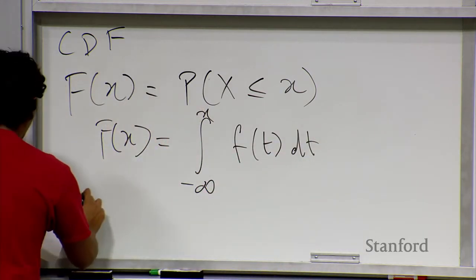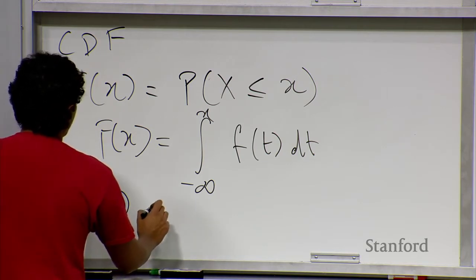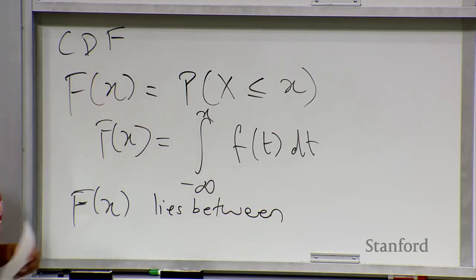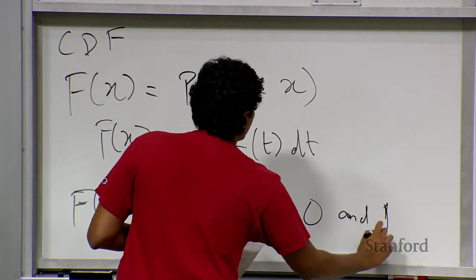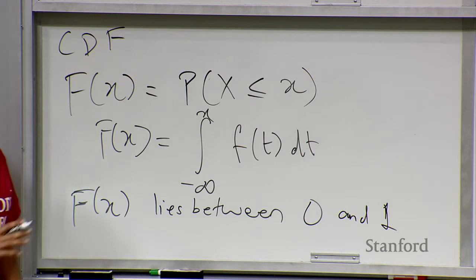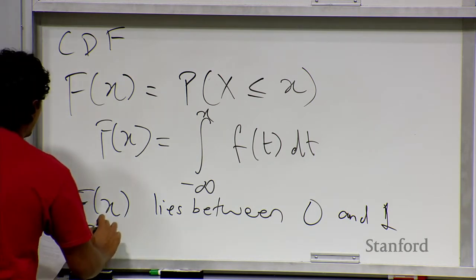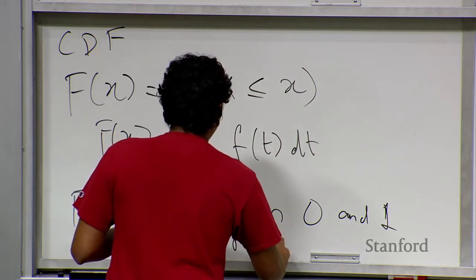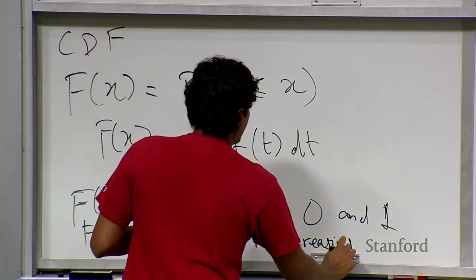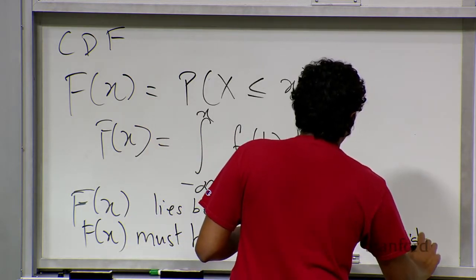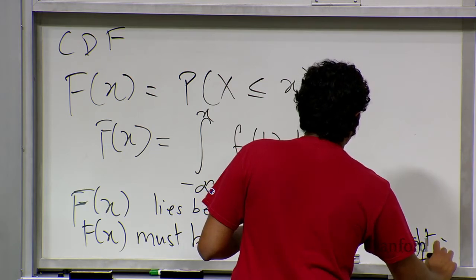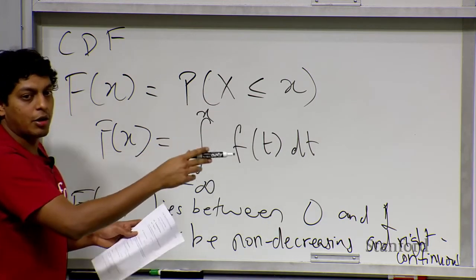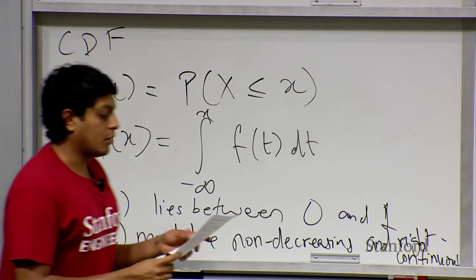The properties of capital F: where would capital F lie between? 0 and 1. As x tends to minus infinity, capital F would go to 0. As x tends to plus infinity, it would go to 1. F of x must be non-decreasing and right continuous. The right continuity comes from the way we define F, as the probability that X is less than or equal to a given point x. So F must be non-decreasing and right continuous. All right.